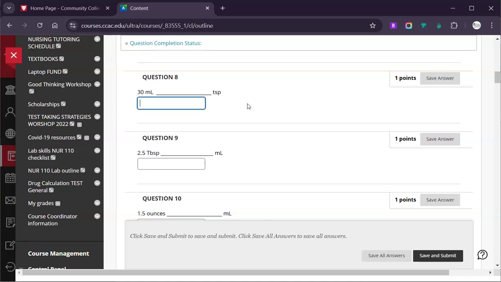All right, 30 milliliters is how many teaspoons? So 1 teaspoon is 5 milliliters. So I'm going to take 30 divided by 5, and I'm going to get 6 teaspoons.